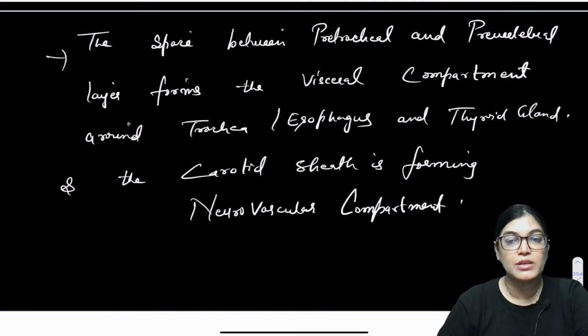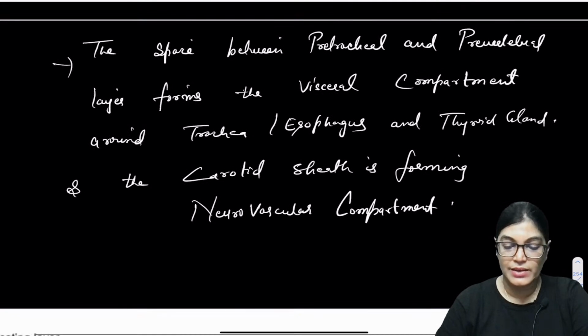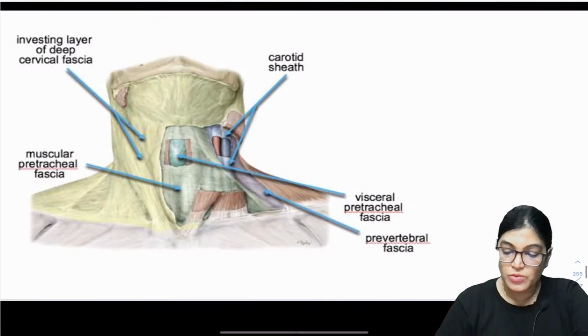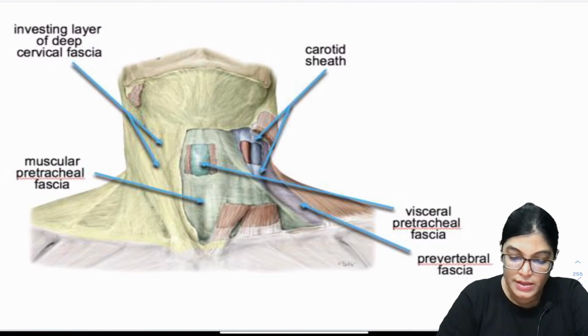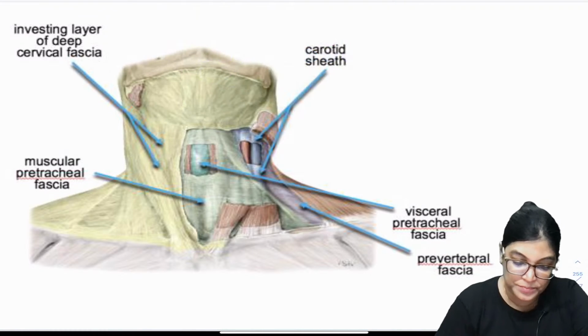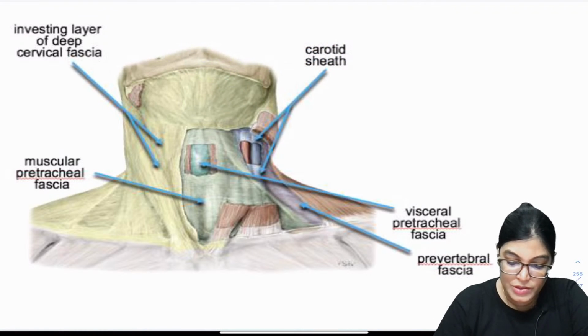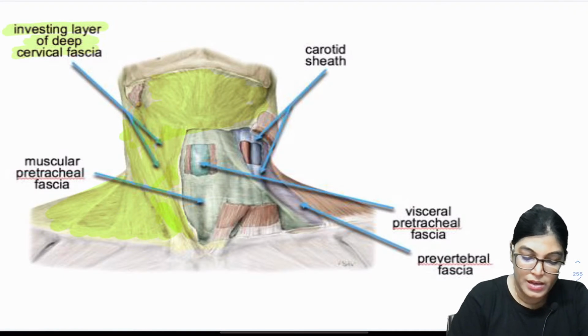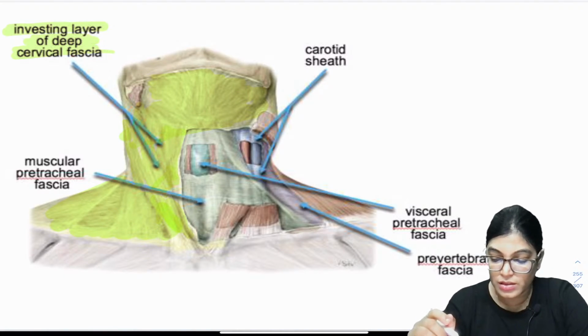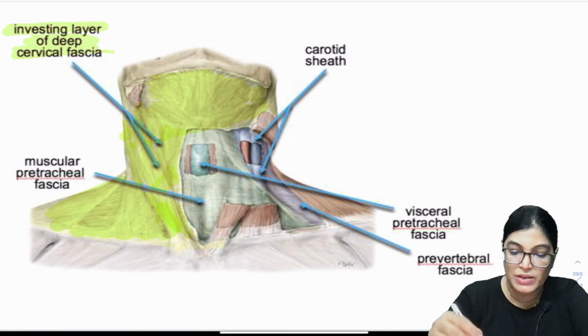So let's start with the first layer which we will study in detail, the investing layer of deep cervical fascia. Before starting that, once more I would enlarge this diagram and let you see the layers. This outermost layer which you are seeing here is the investing layer of deep cervical fascia. This whole is the investing layer. Now inside it we have got the visceral, pre-tracheal fascia and pre-vertebral layer.